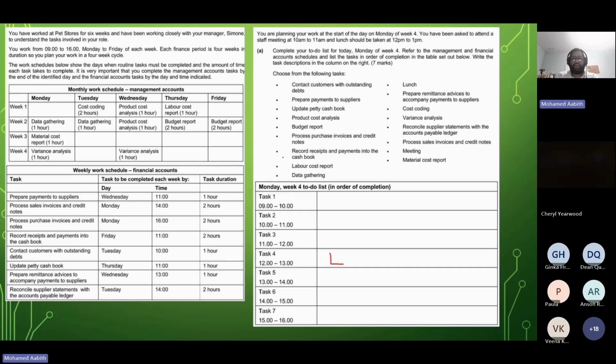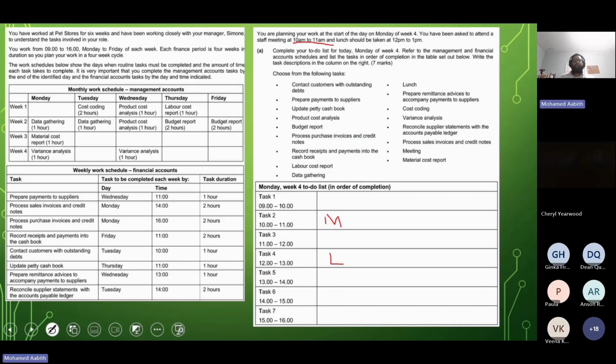So now there is some task you need to do on that day. They're asking you here to complete the following tasks for Monday, week 4. Refer to the management and the financial accounting schedule and list the tasks in order of completion in the table set out below. So we've got the lunch there. And also, can you see here, we have a meeting. So I'm going to say this is my meeting. I'll put M here.